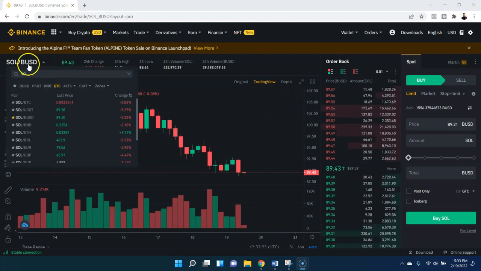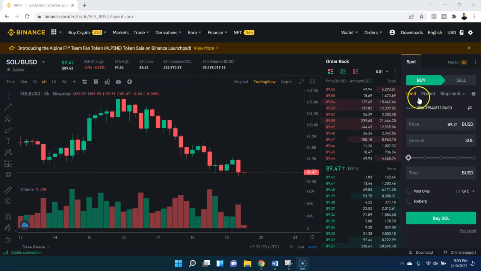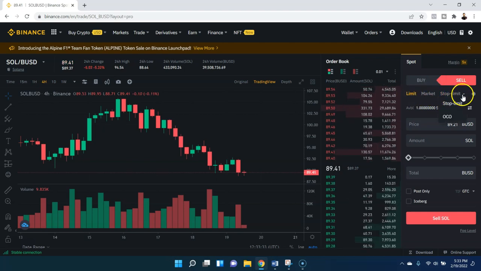This is the chart of SOL BUSD, and you have to come here on sell. On sell, you will find these three options: limit, market and stop limit. You have to click on stop limit, and here you're going to find the OCO option.